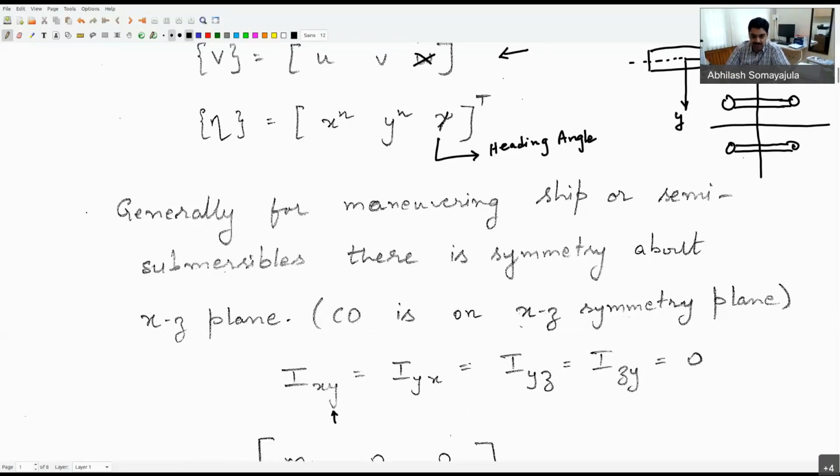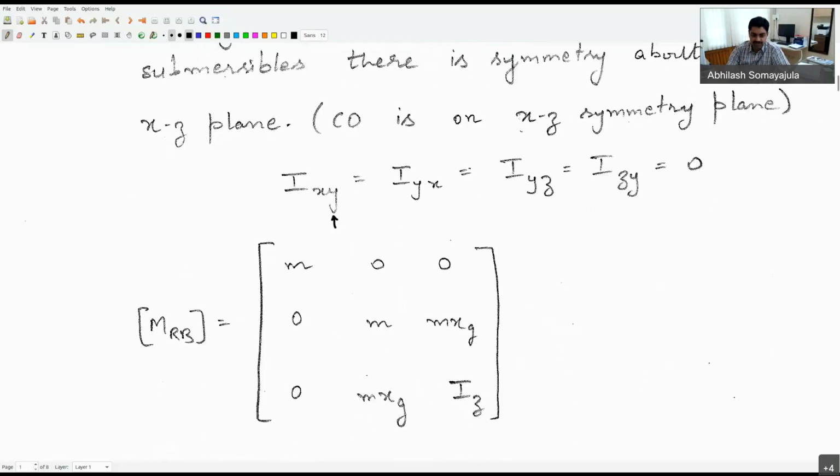So IXY is equal to IYX is equal to IYZ equal to IZY. All four of those will be equal to 0. Which simplifies our 3 cross 3 mass matrix as we see here, which would simply be characterized by M, 0, 0, M, MXG and 0, MXG and IZ, where IZ is the second mass moment of inertia about the z-axis.